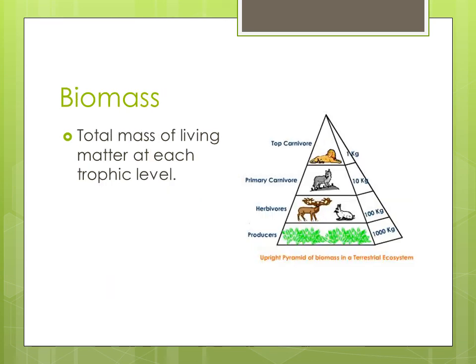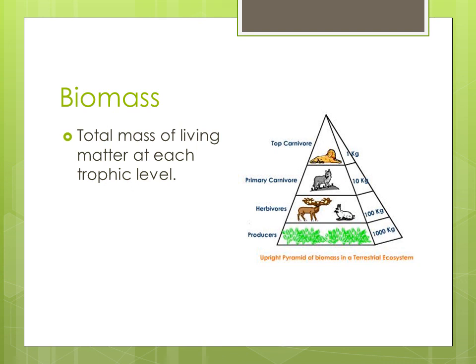Now, our next thing to look at is the actual biomass, which is the total mass of living matter at each trophic level. And we have this rule of 10%. We were talking about this a little bit earlier, but here it's shown even more clearly. For every 1,000 kilograms of primary producer, only 10% moves on, so you have 100 kilograms of herbivores, and only 10% of that, so then you have 10 kilograms of primary carnivore, and then for the top carnivore, you have 1 kilogram.